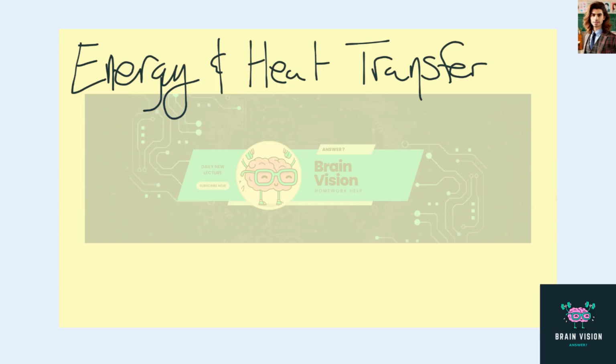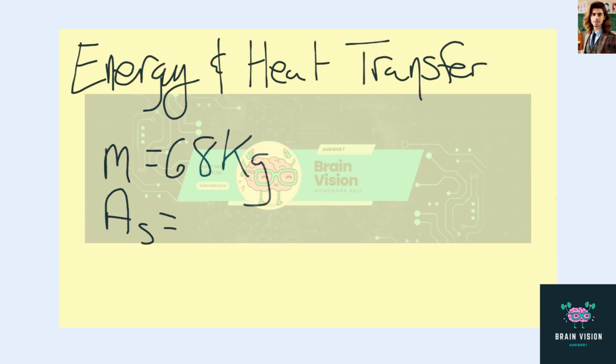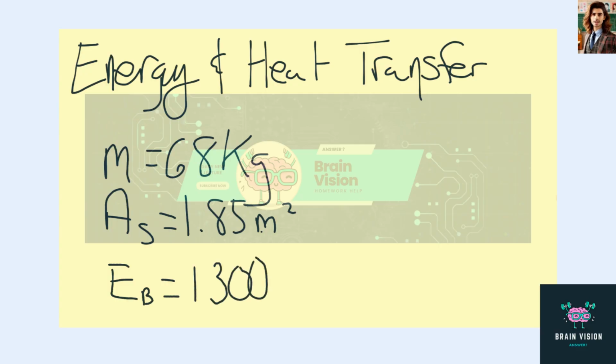Right, so our runner has a mass M of 68 kilograms. He has a surface area, I'll say A_S, of 1.85 meters squared. His body produces energy at a rate, I'll call this E_V, of 1300 watts. And 80% of this energy produced is going directly into heat. Say 80% of that will be heat.